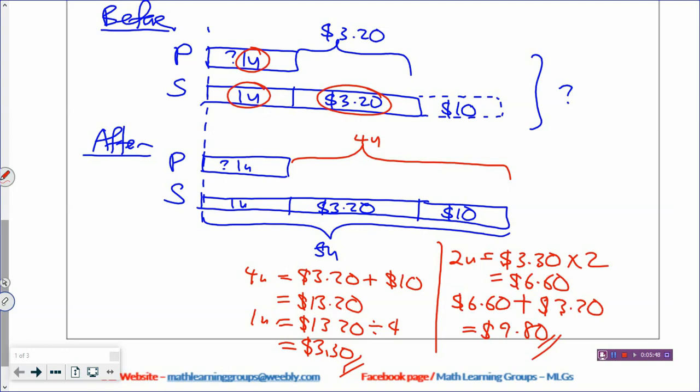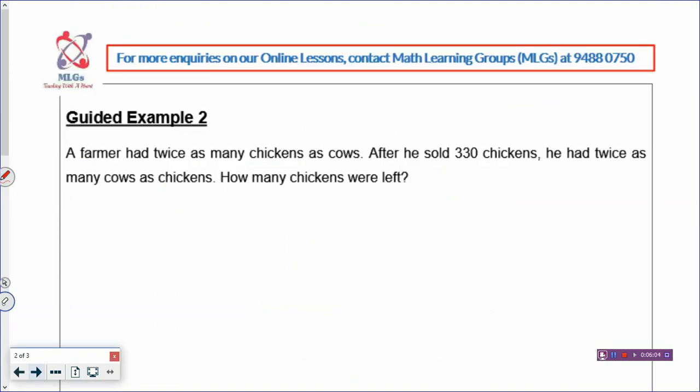Alright, so you can see that when you draw the model, it is not so much about the solving. It's more about the drawing. Alright, are you able to draw out sentence by sentence? But first of all, you need to recognize whether it is a before and after and what is unchanged. Alright, let's look at the other example.